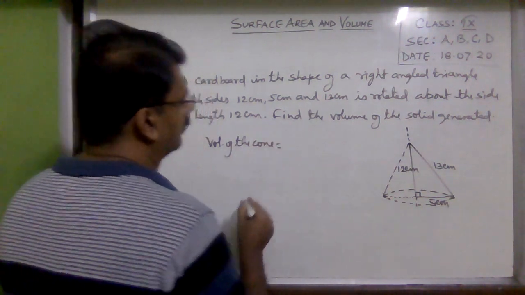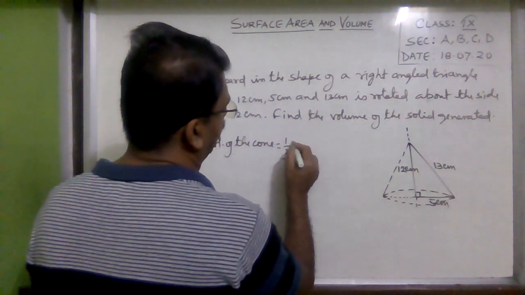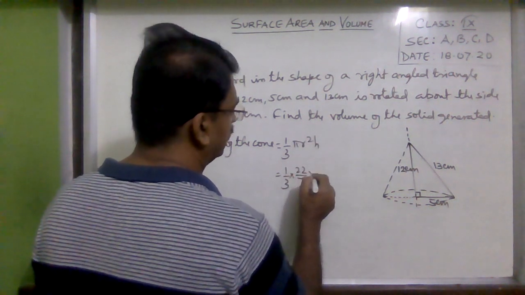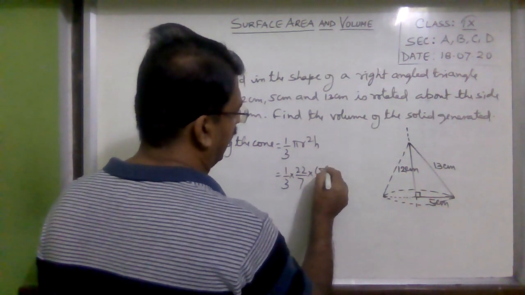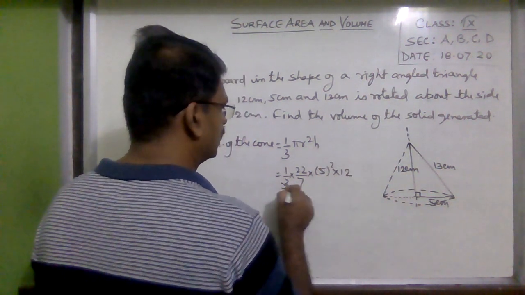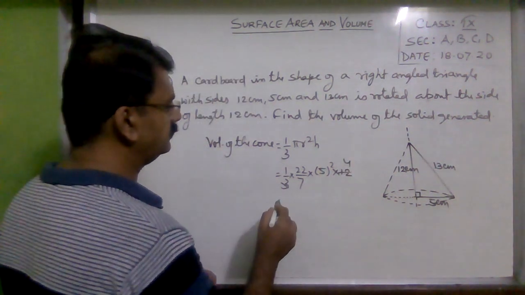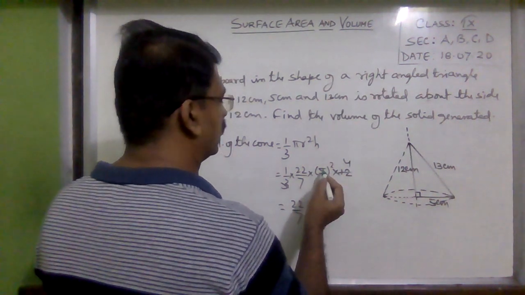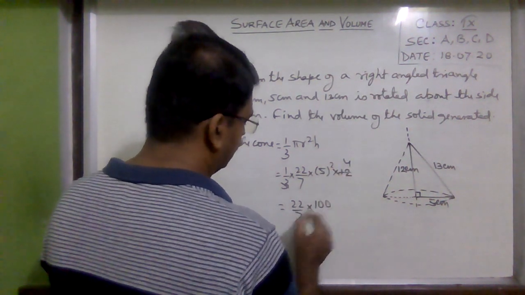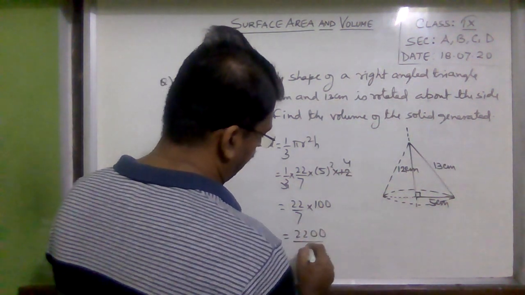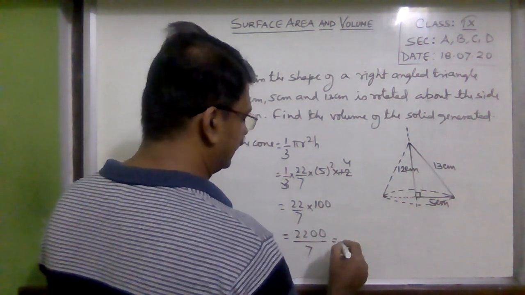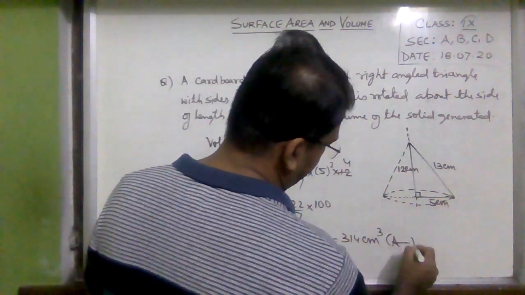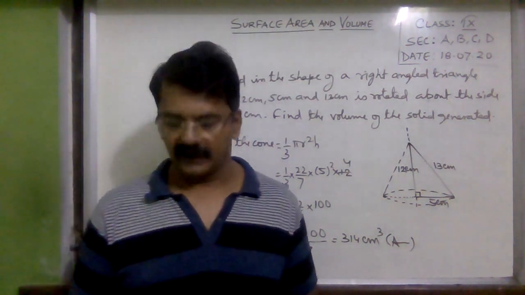Now you know that volume of a cone is 1 upon 3 pi r square h, that is 1 upon 3 into 22 by 7, 5 square and h is 12. So 3 4s are 12. So it is 22 by 7 into 5 square is 25, 25 into 4 is 100. So it is 2200 upon 7, which is nearly equal to 314 centimeter cube, and that is your answer. Clear?